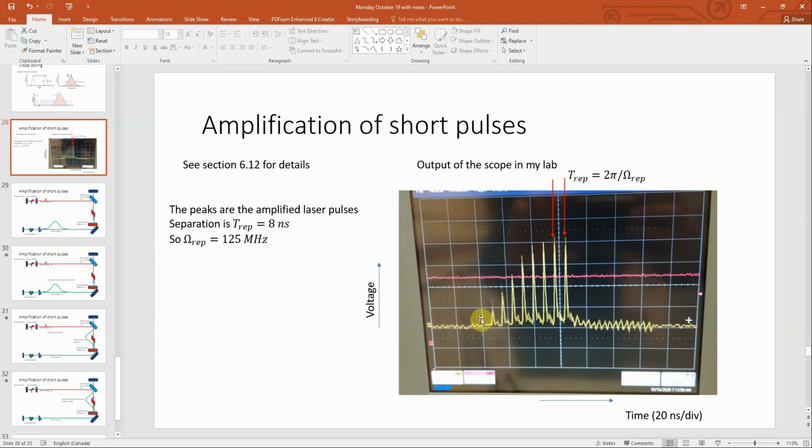And what you can see is that you have this envelope of pulses, and each of these pulses, this is the repetition rate of the laser. So these things are separated by something like 120 megahertz or so. So they're separated by about 8 nanoseconds.